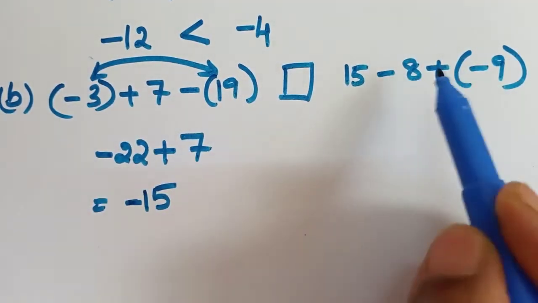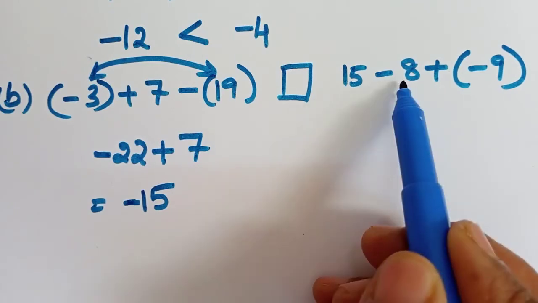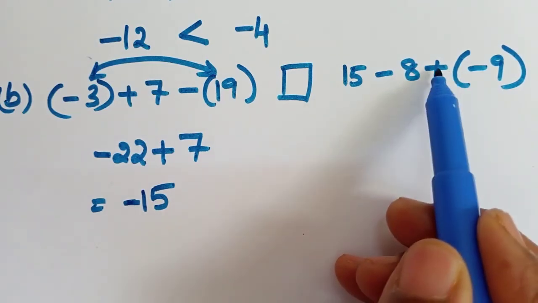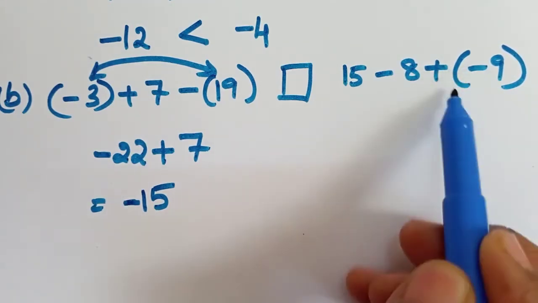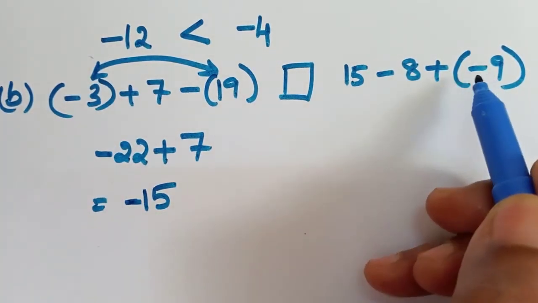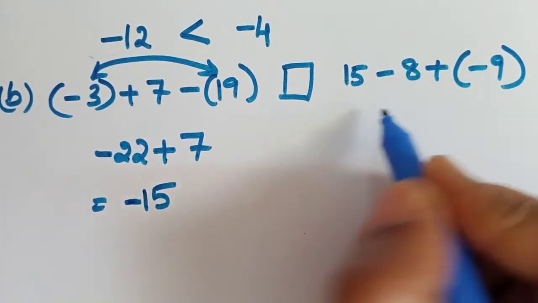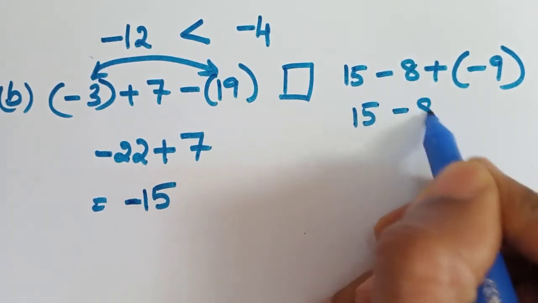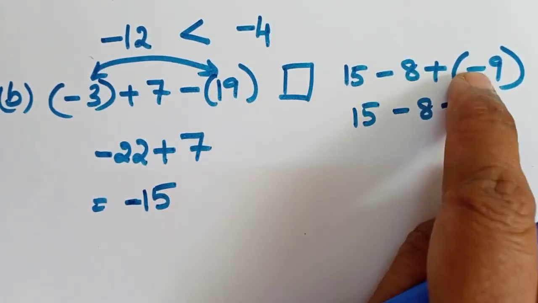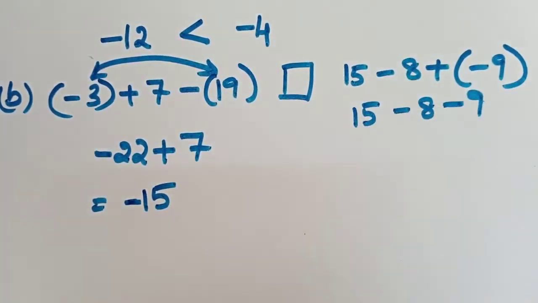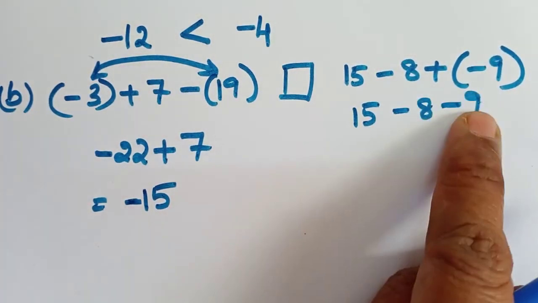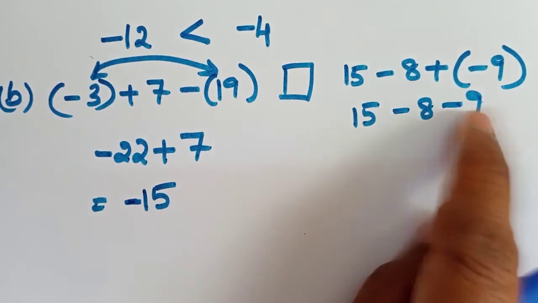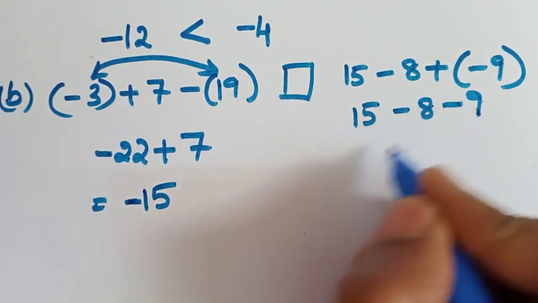Let us come to this side now. 15 minus 8 and plus of minus is always minus. Plus of minus is always minus. So this is nothing but 15 minus 8 minus 9. Plus of minus will become always minus. Okay, so minus 8 minus 9. Both are having minus, so we will add up both of them.